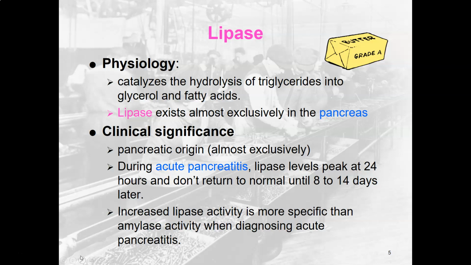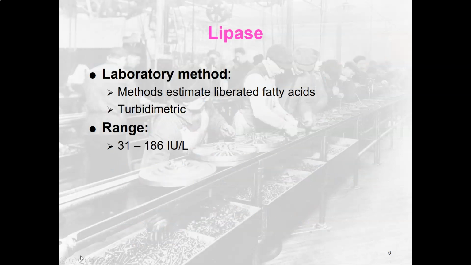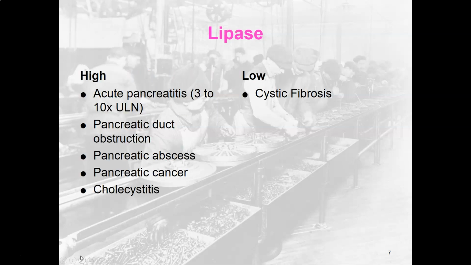Increased lipase activity is more specific than amylase activity when diagnosing acute pancreatitis. It's also, of course, not affected by salivary gland conditions. The lab methods usually estimate liberated fatty acids in a turbidimetric method. The range for lipase is 31 to 186 international units per liter. Again, some of these ranges may vary from lab to lab.